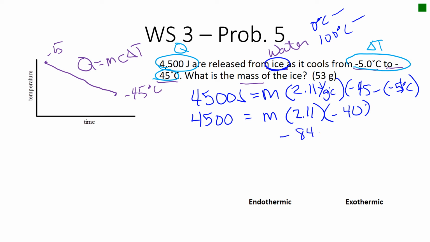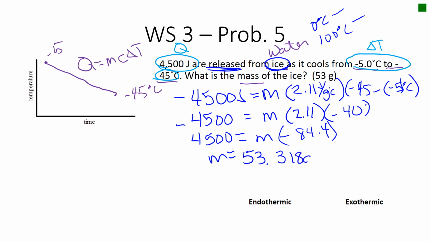84.4. Oh my goodness, I forgot. It is released. By it saying released, it is a negative 4,500. If you forgot that, something will come up, and that's what actually reminded me. I was like, oh crap, what's going to happen? But then when you look at it, it actually makes sense. So I forgot that I should do negative 4,500 because it's releasing it. So negative 4,500 divided by 84.4 is 53.318, and that would be grams.